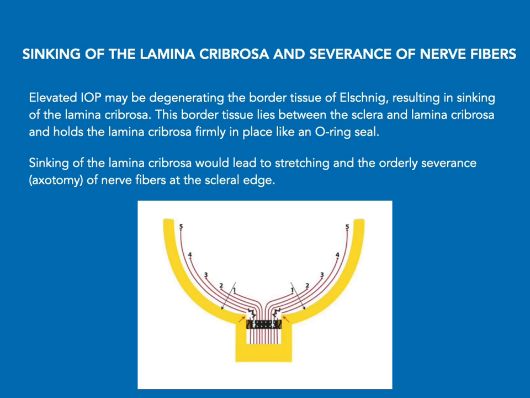As you can see in the schematic diagram, the lamina cribrosa is sinking and the peripheralmost nerve fibers are being severed first at the scleral edge, shown here as layer 5. It will then follow an orderly process through layer 4, 3, 2, and 1.